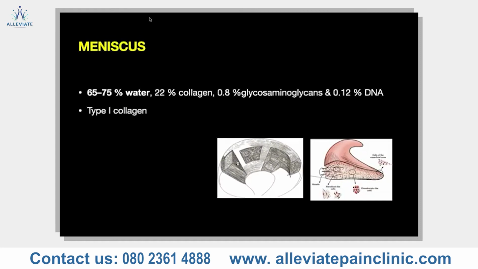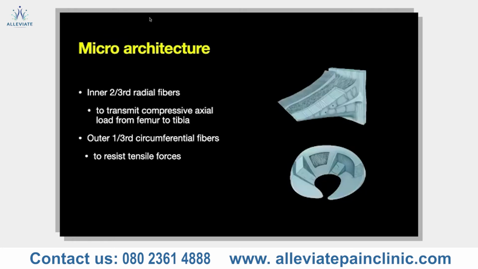What are the components of the meniscus? The meniscus is made up of 60 to 75% water, 22% collagen, 0.8% glycosaminoglycans, and 0.12% DNA. It is mainly type 1 collagen.